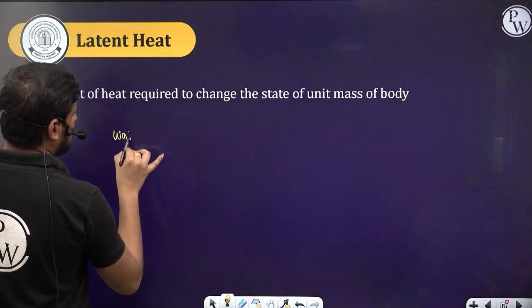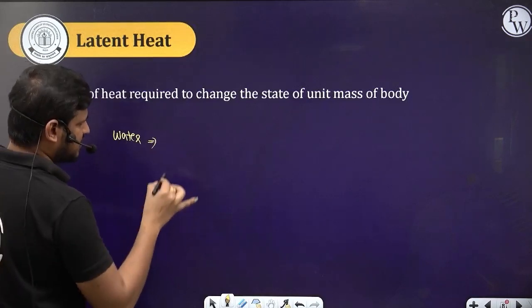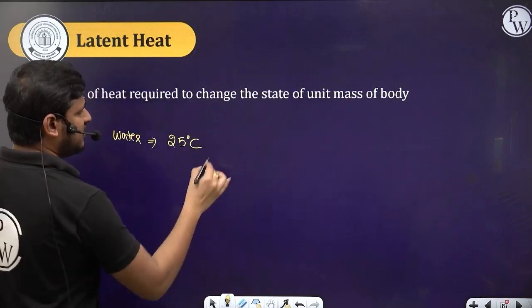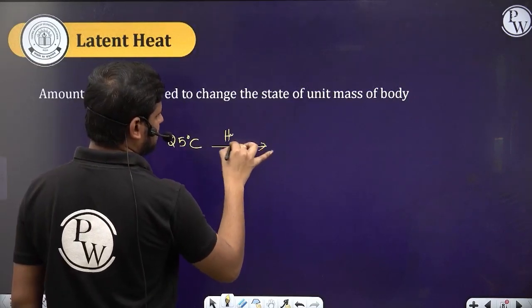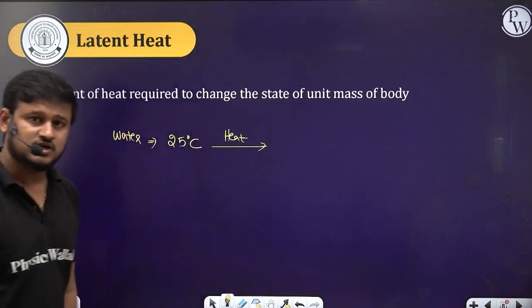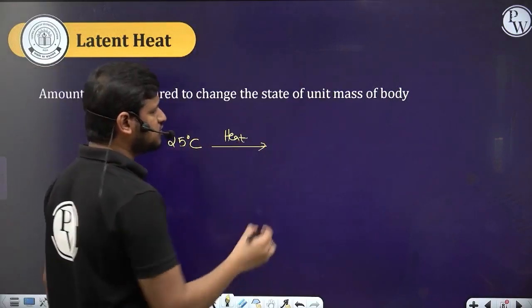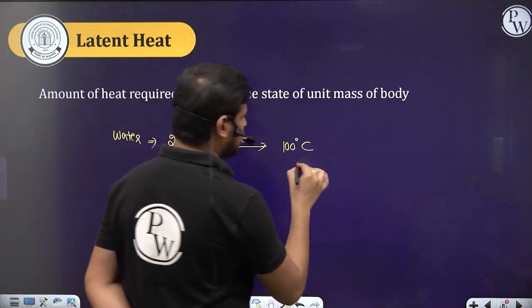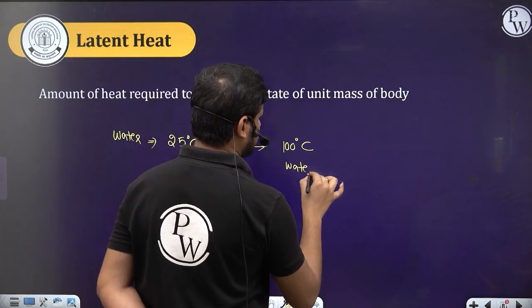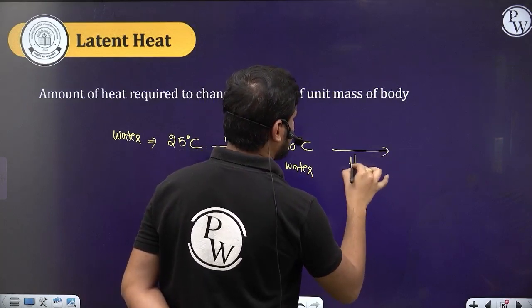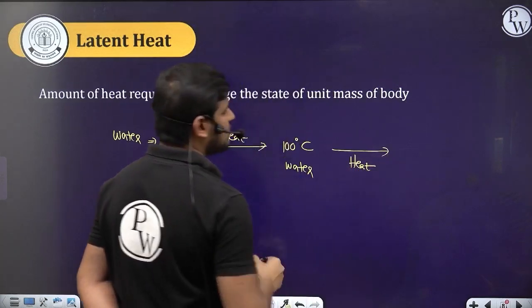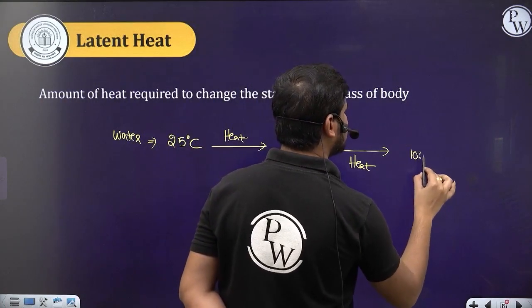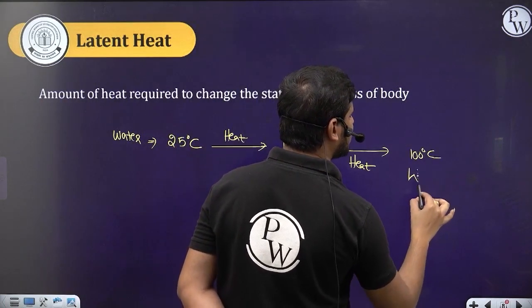So let's suppose water is initially at room temperature. So consider 25 degrees centigrade. Now we supplied heat, so the water temperature is raised to, let's say, some 100 degrees centigrade. Now still you are supplying the heat. Okay, so the water temperature is still remaining 100 degrees centigrade, but it is becoming vapor.